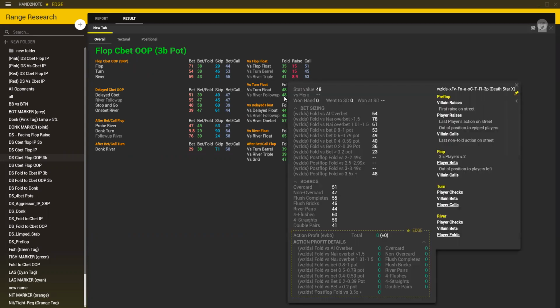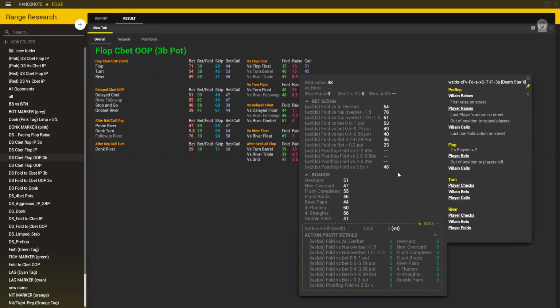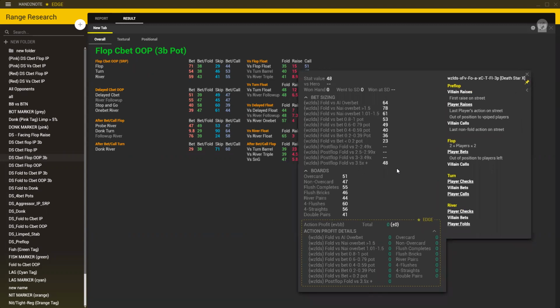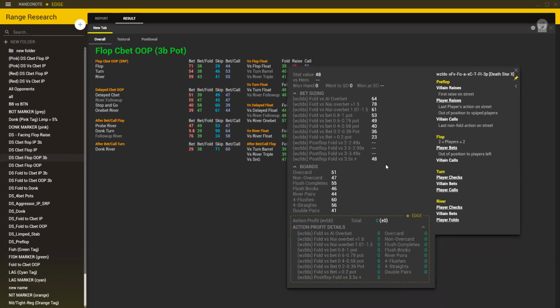Versus river follow-up, clear auto profit as well in this spot. And for every sizing point, it seems, we know for 3-bet pots, it's one of those situations where we can make use of the 1/3 sizing. So if you want to experiment with 1/3 turn float bet, 1/3 river follow-up bet, it is okay to do that according to the data. So it allows us to generate a fairly cheap bluff in a 3-bet pot.